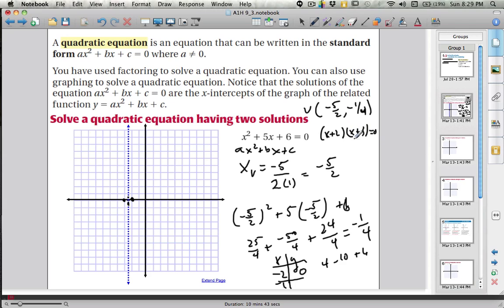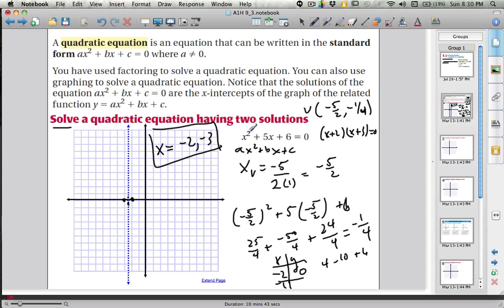And my solutions from this would be negative 2 and negative 3, so that's the same. I could continue on with graphing, but what's the point? I'm supposed to solve, and I've already found the solutions. So I know that my solutions are x is equal to negative 2 and negative 3. So once I find the x-intercepts, there's no point in my continuing.